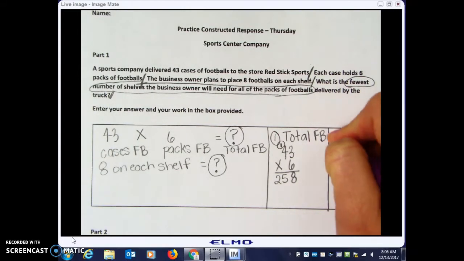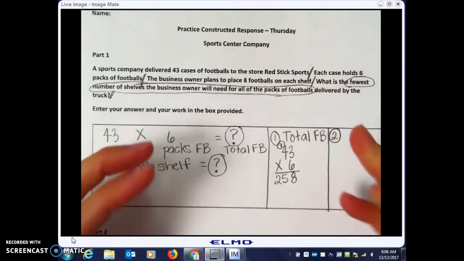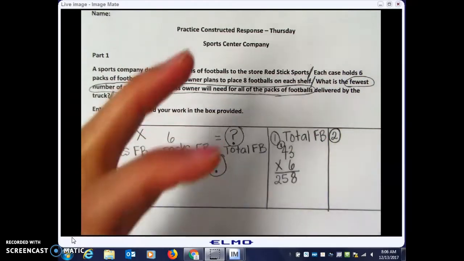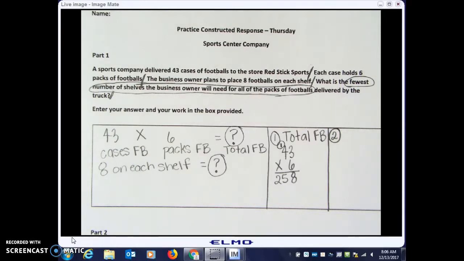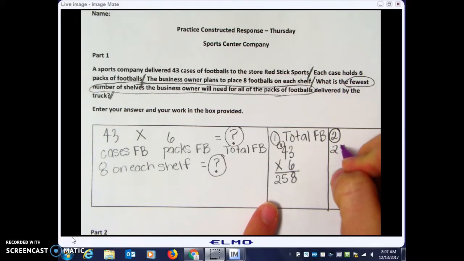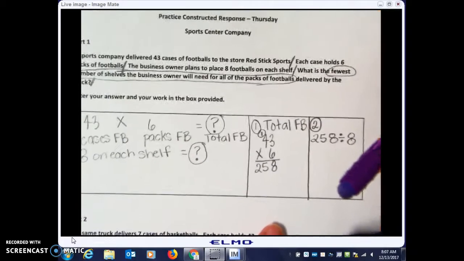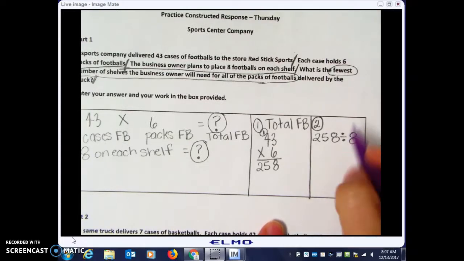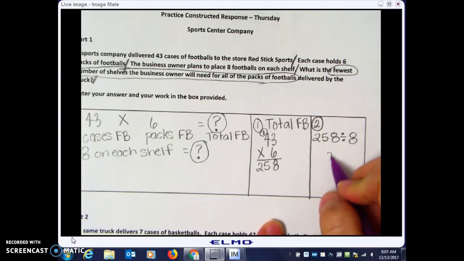So step 2, if I have my total amount of footballs and I want to place those footballs on shelves and 8 can fit on each shelf, what operation am I going to do next? Good. I'm going to divide. 258 divided by 8 because 8 can fit on each shelf. Go ahead and pause the video and work out your long division and then unpause it and you'll see my answer.